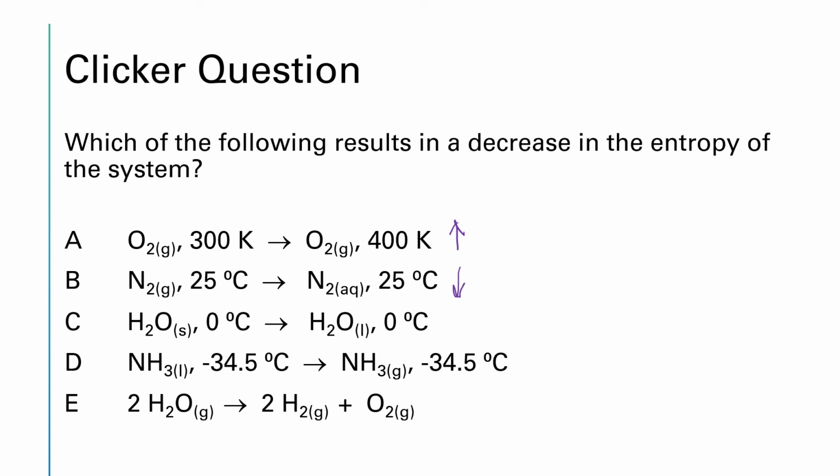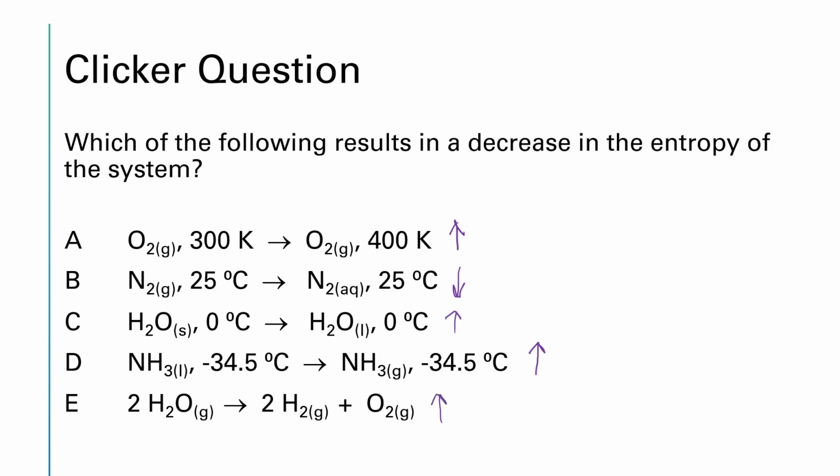But before we stop here, let's check out the other answers just in case. Answer C, we have solid water turning into liquid water. Liquids have more entropy, so this is an increase. In the next one, they're both at the same temperature, but we have a liquid turning into a gas. Gases have greater entropy, so that's an increase in entropy. And then we have two gas phase water molecules turning into two gas phase hydrogens and one gas phase oxygen. So 2 moles of gas versus 3, that is increasing as well.